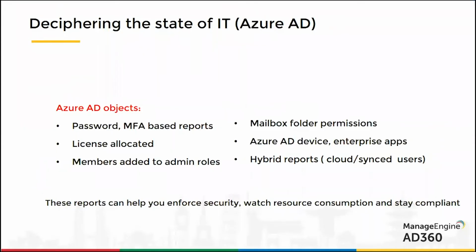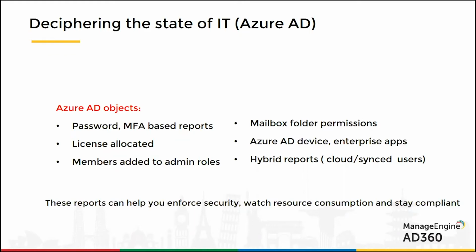Now, how do you decipher the state of your Azure Active Directory? Like I said, you need to look into the attribute values of your Azure Active Directory. Your users who have passwords, users whose passwords haven't been changed in a long time, users who have licenses allocated, users who are members of privileged groups, users who have been granted privileged roles, devices that are registered in your Azure Active Directory, enterprise applications that are registered in your Active Directory, users that are synced from on-premise to Azure Active Directory. There are a number of things that you need to find out for you to gain visibility on your Azure Active Directory environment.